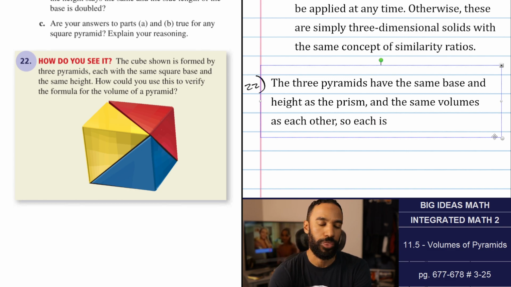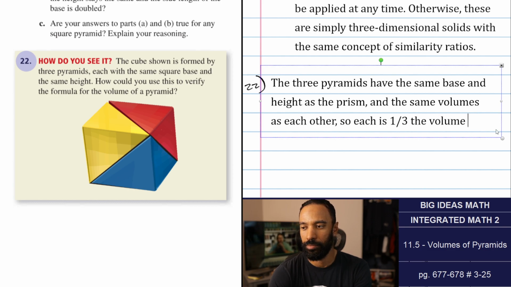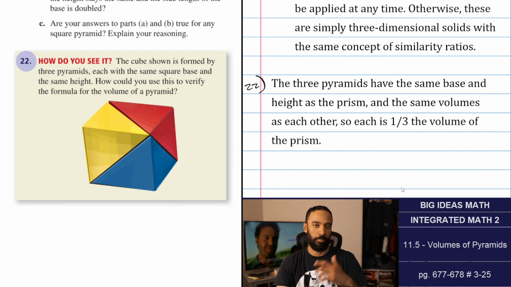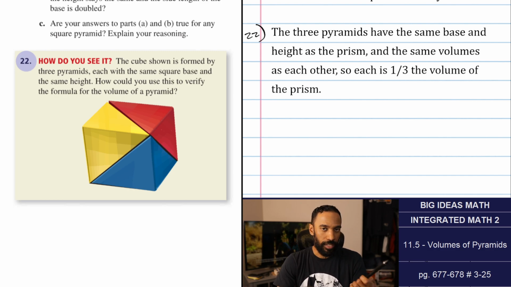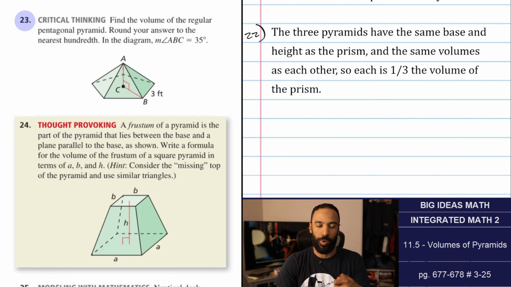So each is 1/3 the volume of the prism. I mean, there are more hands-on ways that I think students would be able to do the thing, like pour sand or water or whatever from one hollow pyramid into a prism 3 times, and then they kind of get it. There's a formula, but as long as you have something to get as to why, I think that's the most important part.